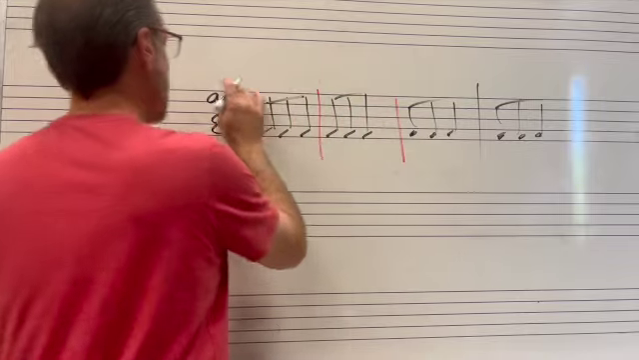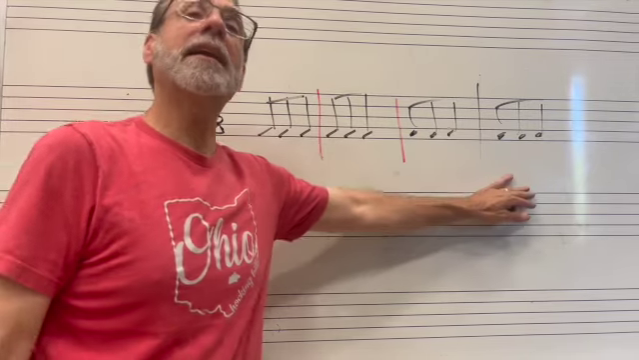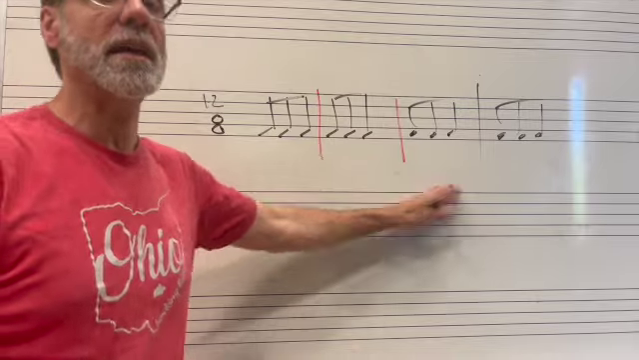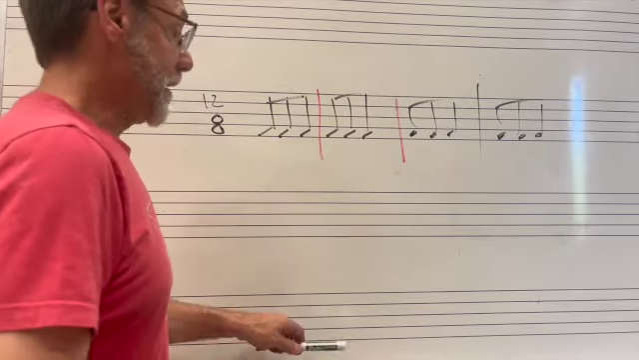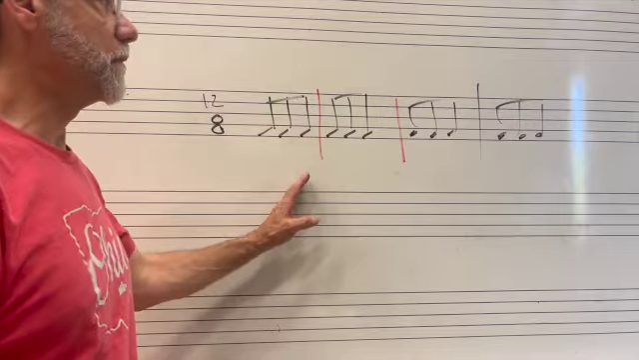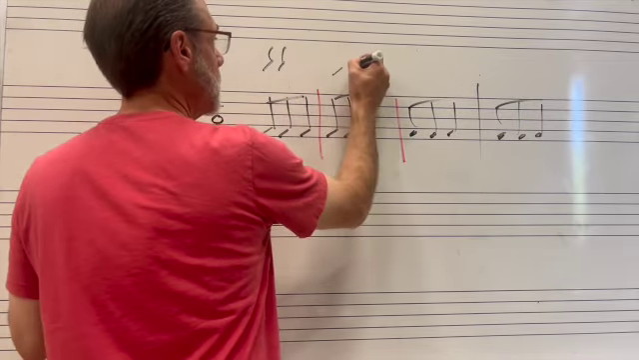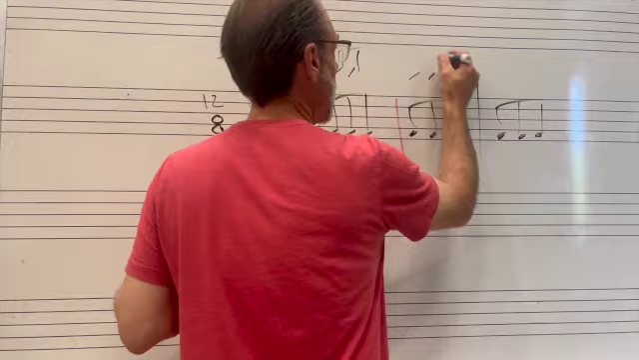Possible. So it could be 12/8. 1, 2, 3, 4, 5, 6, 7, 8, 9, 10, 11, 12. And that is a lot like 4/4, except the pulses are organized into 3s and not 2s. So rather than 4/4, which would look like 1 and, 2 and, 3 and, 4 and, right?